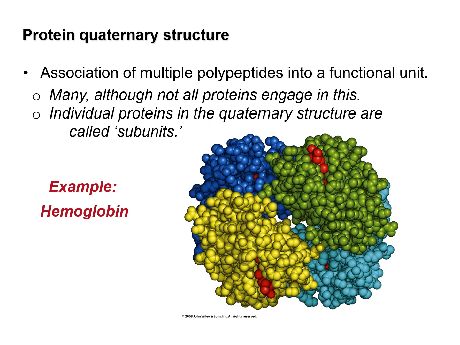And the largest protein structure would be the protein quaternary structure, which is an association of multiple polypeptides into a functional unit. Many proteins are engaged in this type of protein-protein interaction and form quaternary structure, but not all of them. Individual proteins in the quaternary structure are called subunits. An example is again hemoglobin, which has 2 alpha subunits and 2 beta subunits.